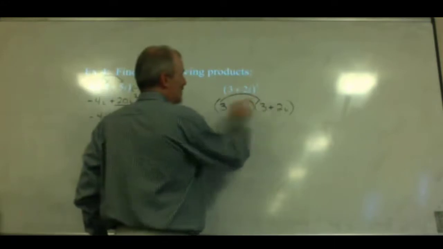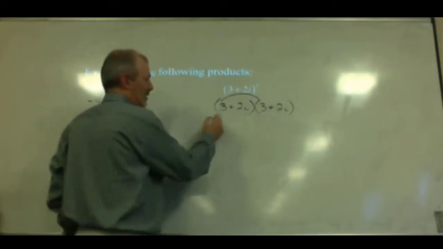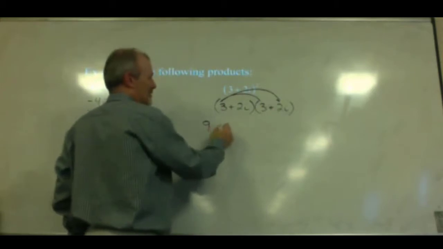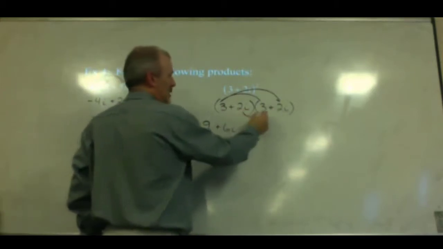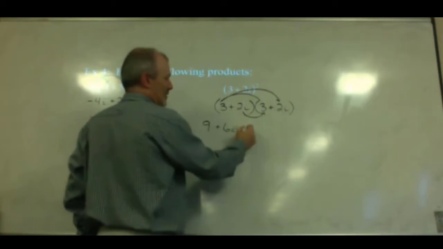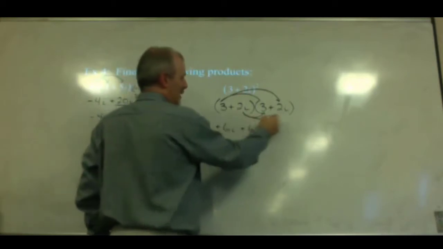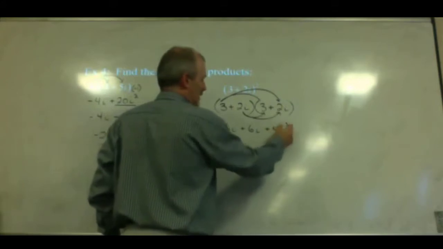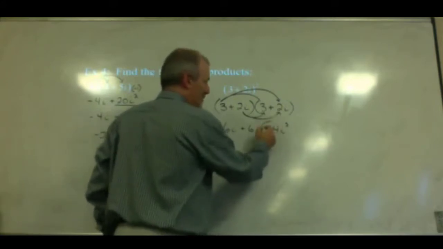We've got 3 times 3 is 9. 3 times 2i is 6i. 2i times 3 is 6i again. And then 2i times 2i, 4i squared. What do we know happens to this term right here?